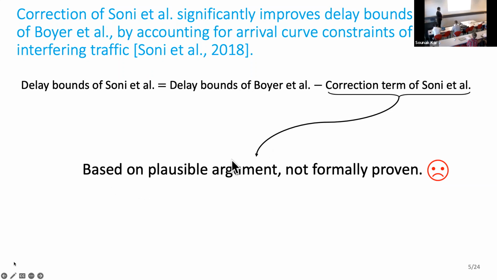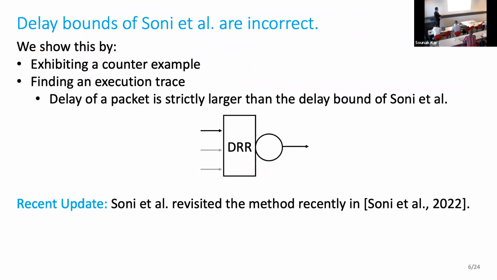However, this correction term is based on some plausible arguments that are not formally proven. And unfortunately, our first contribution is that we show that the delay bounds of Sony et al. are incorrect. We show this by exhibiting a counter example, which is a single DRR server with 3 queues.